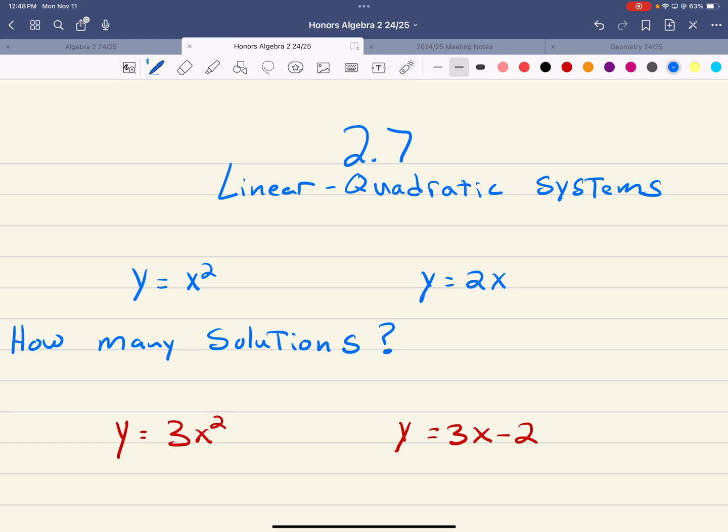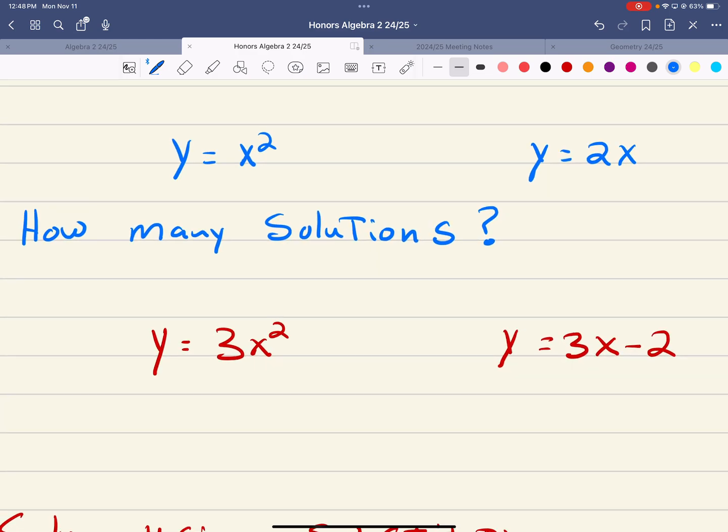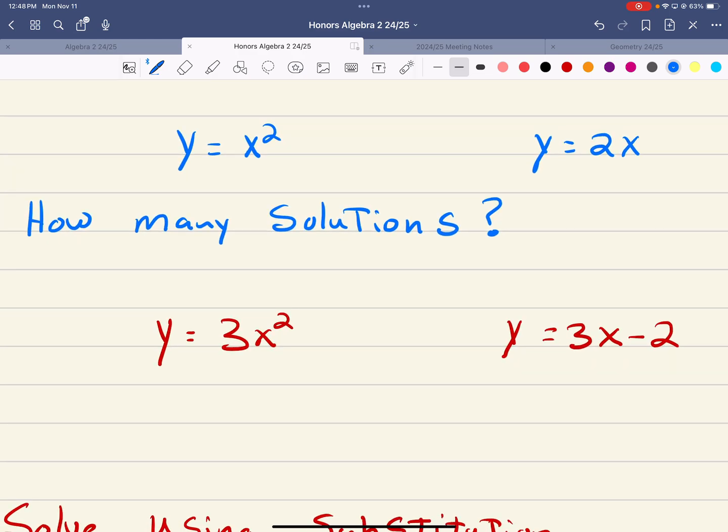So linear quadratic systems. We're looking at finding solutions where we have one quadratic equation and one linear equation. When we're talking about finding the solutions, we're trying to figure out where they intersect. So we want to find the intersection points between these 2 things. Now, they're going to have solutions depending on what they look like and where they're at.